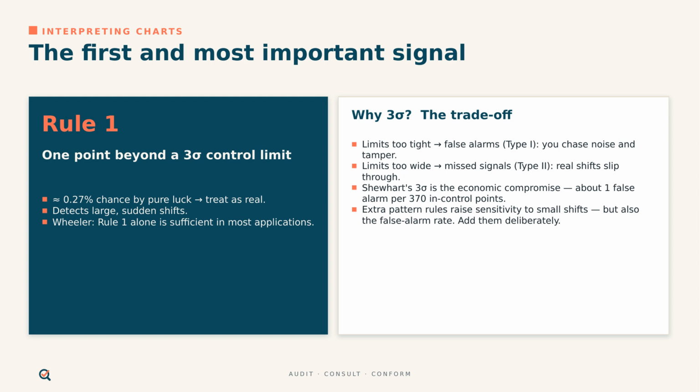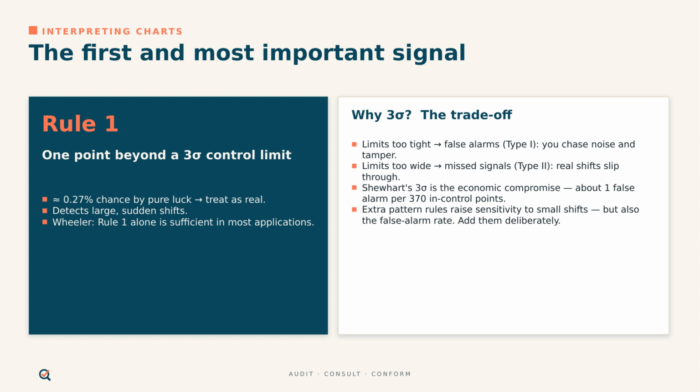Why 3 sigma? It's a trade-off. Set the limits too tight and you get false alarms. You chase noise and start tampering. Set them too wide and real shifts slip through unnoticed. Shewhart's 3 sigma is the economic compromise. Roughly 1 false alarm in every 370 in-control points.